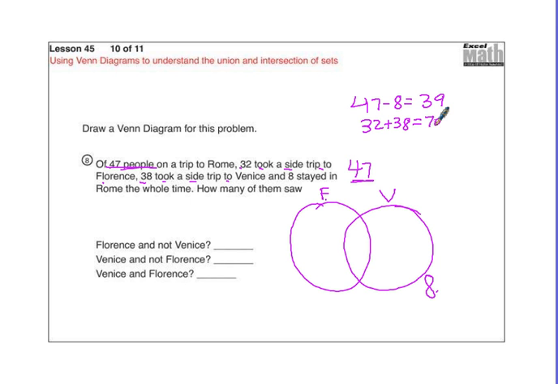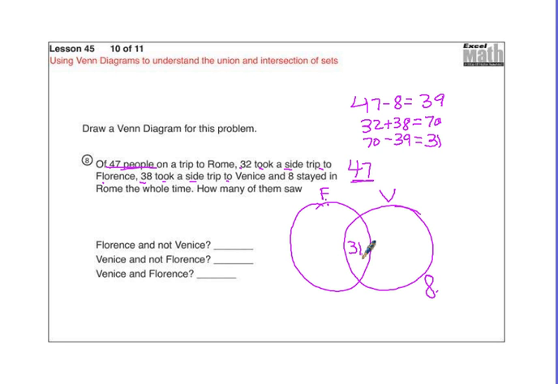Okay, now if you look at step 3, we're going to subtract the total number of votes minus the total voters that voted on both A, in this case F and V. So I do 70 minus 39, all right, and that's going to be, let's see, 40 to 70 is 30, so that's going to be 31. There's actually 31, remember that's the both number. 31 that took a side trip to both Florence and Venice.